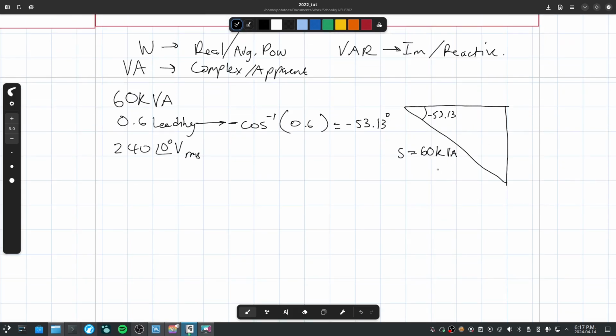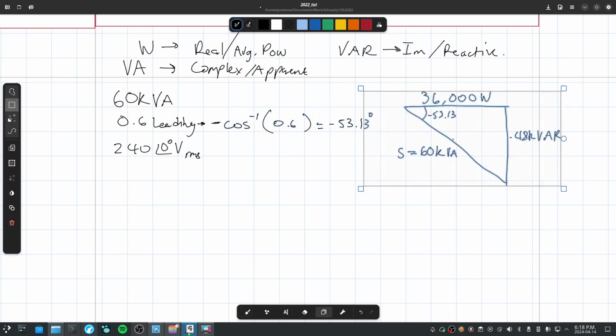So this is 60,000 volt-amps. Now the really cool thing is you can actually just put this into your calculator. So 60,000 with a phase of negative 53.13 and put it into rect format, and it will literally just give it to you. So this is 36,000 watts. And this here is negative 48,000. I'm just going to put k volt-amp reactive. Let me just make this a little bit tighter here because I'm going past the border here.